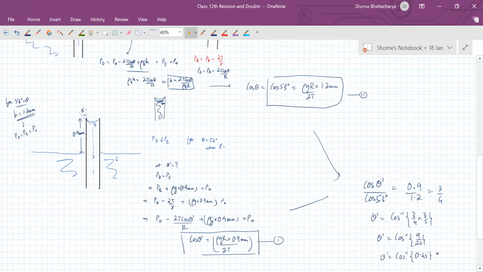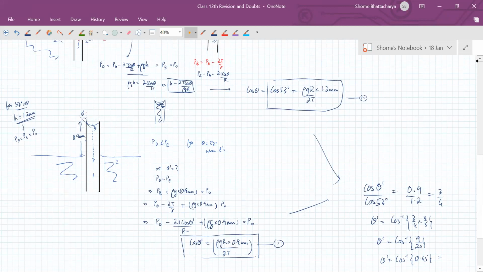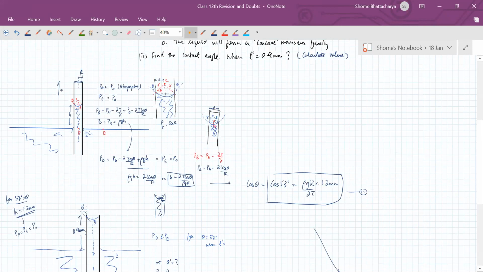or theta prime has become cos inverse 0.45. Okay. So that you can see will be greater than 60 degrees. The contact angle has increased, and that's what happens. So the thing is now, when the capillary was already in the position where initially L was greater than 1.2 mm, so it was in this situation I'm showing above. L was greater than 1.2 mm and H was equal to 1.2 mm with a contact angle of 53 degrees. So here it has achieved that equilibrium.